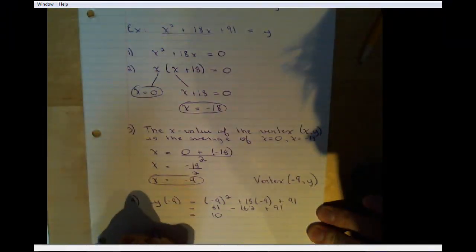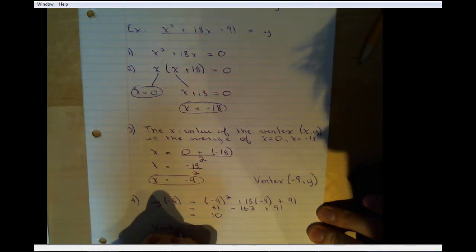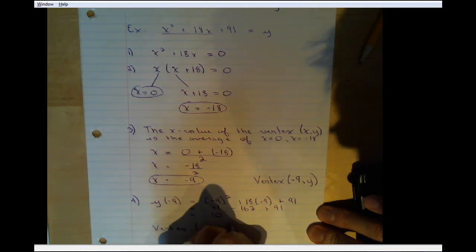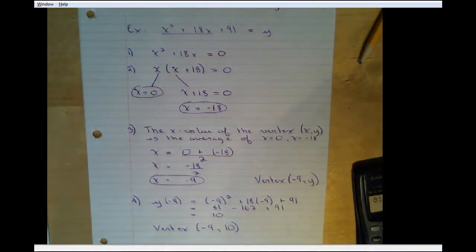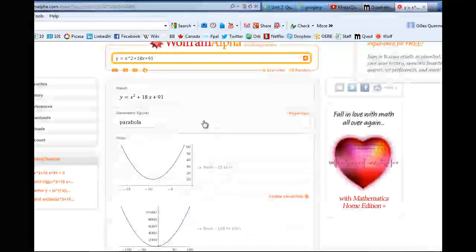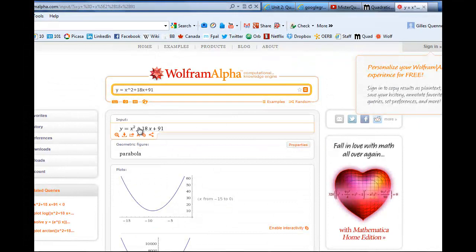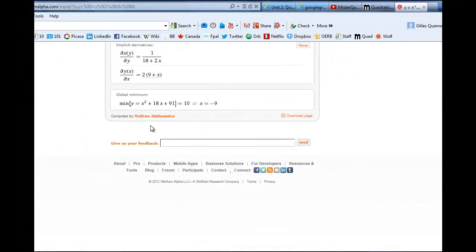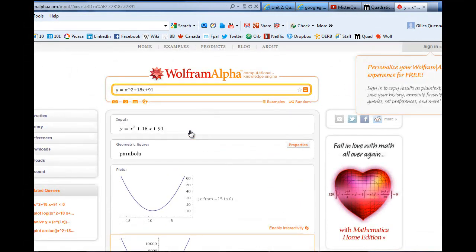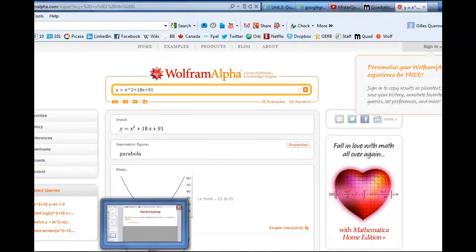So the vertex is actually minus 9, 10, and that's exactly what we said it was earlier when we checked Wolfram Alpha. We put in the same equation, and right away it told us the minimum is x equals minus 9, y is 10. So same answers, that's exactly what you expect.